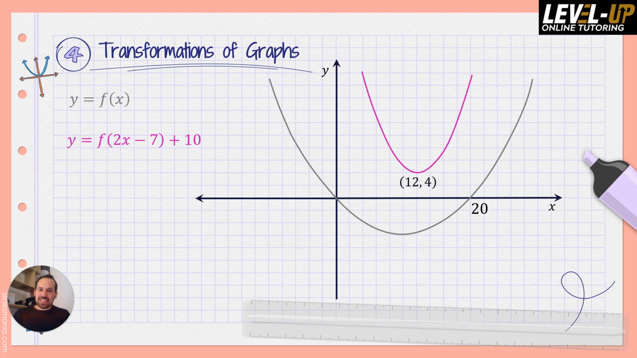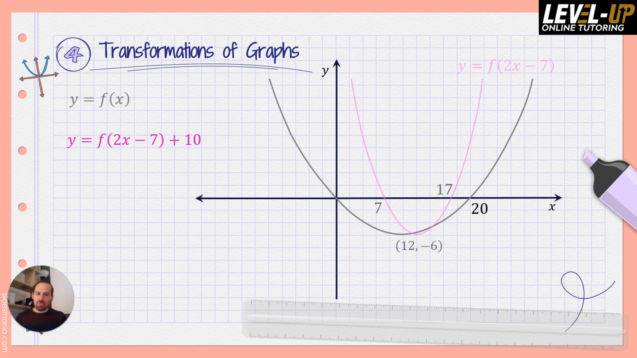And if we now add 10, that's acting outside the bracket. So that's acting on the y, and that will work in the intuitive way. So you see how it goes from -6 up to +4. And so you see how we can see where those points transform.